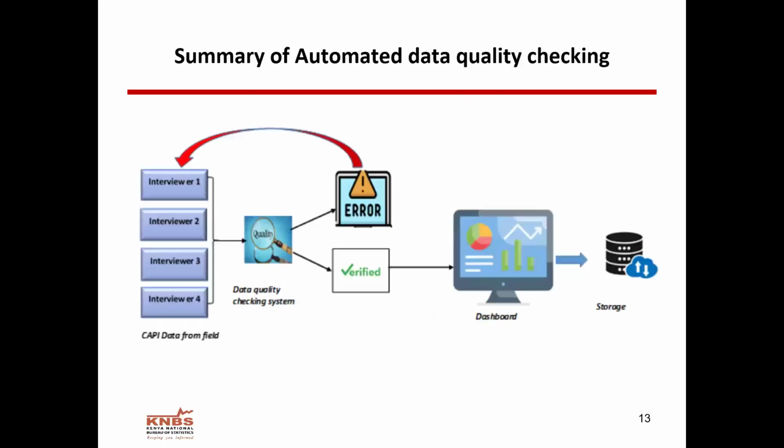Next. So this is a summary of automated data quality checking. So that is data from CAPI, from interviewer 1 up to 4. And then we have the data quality checking system. And then the errors are flagged back to the interviewers, and the verified data, you're able to visualize it using a dashboard, and then you can store it for analysis. Next.